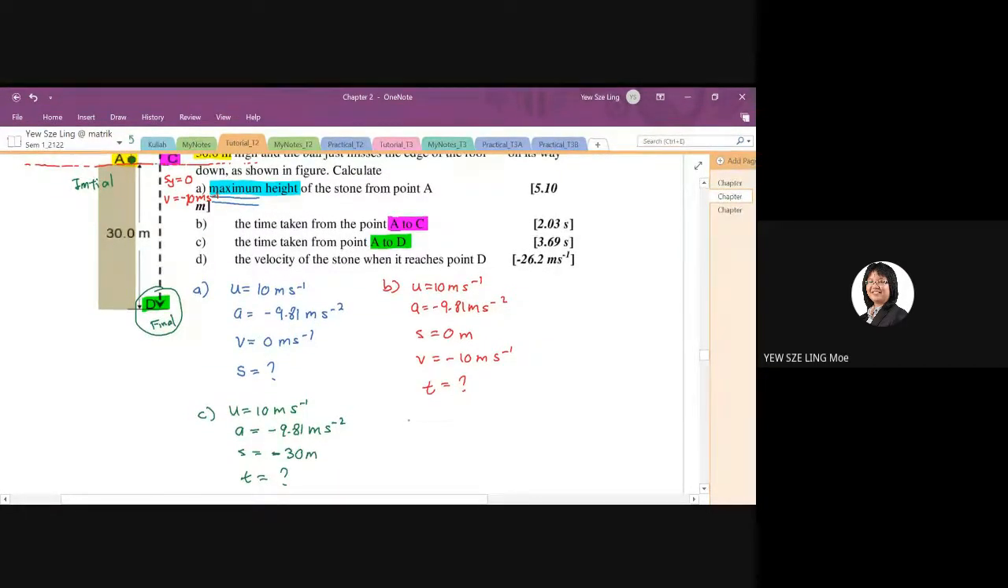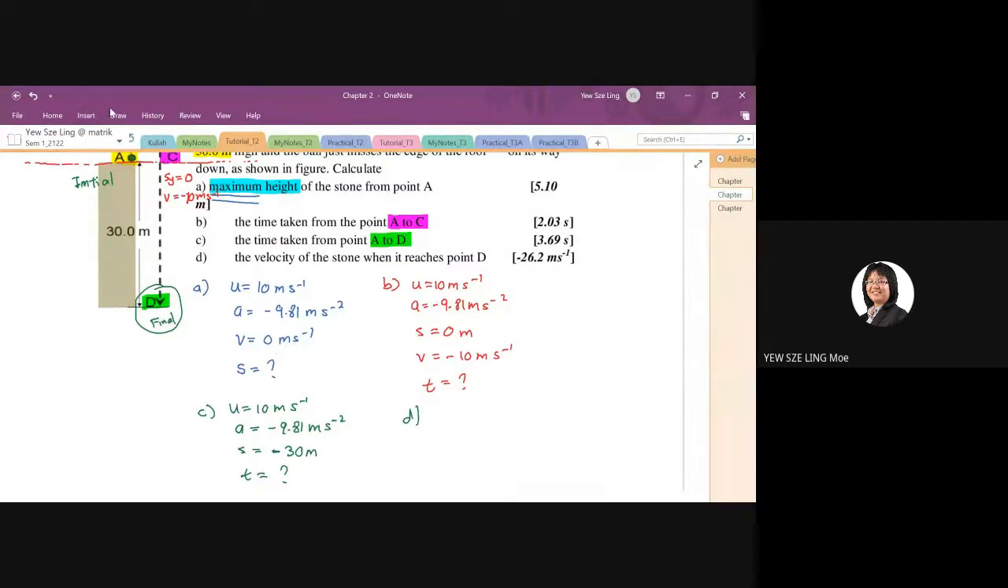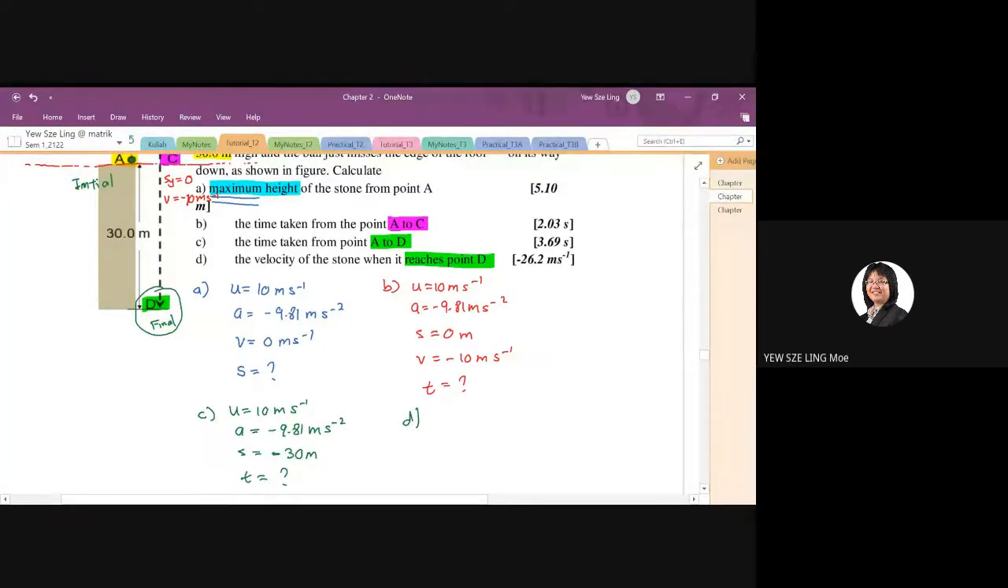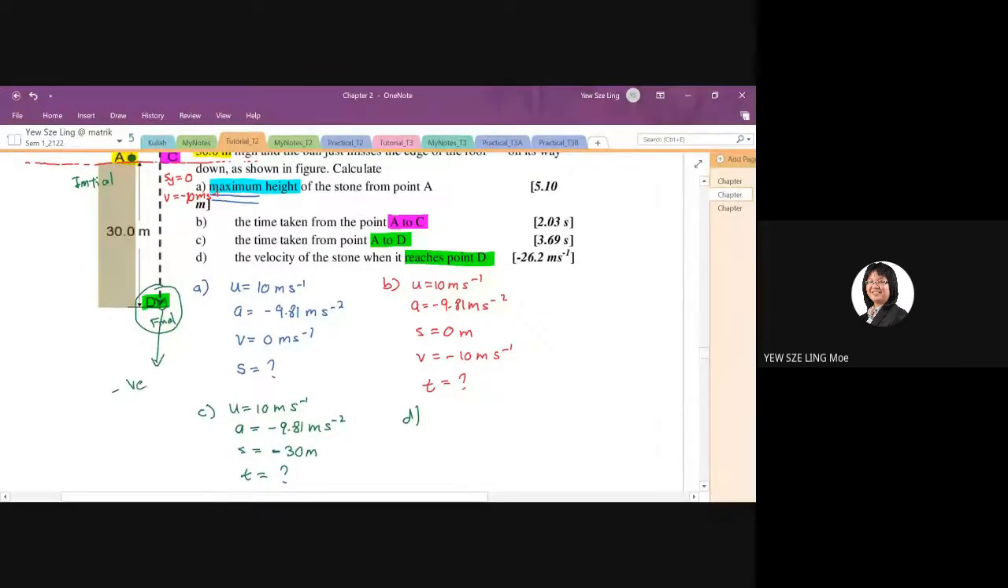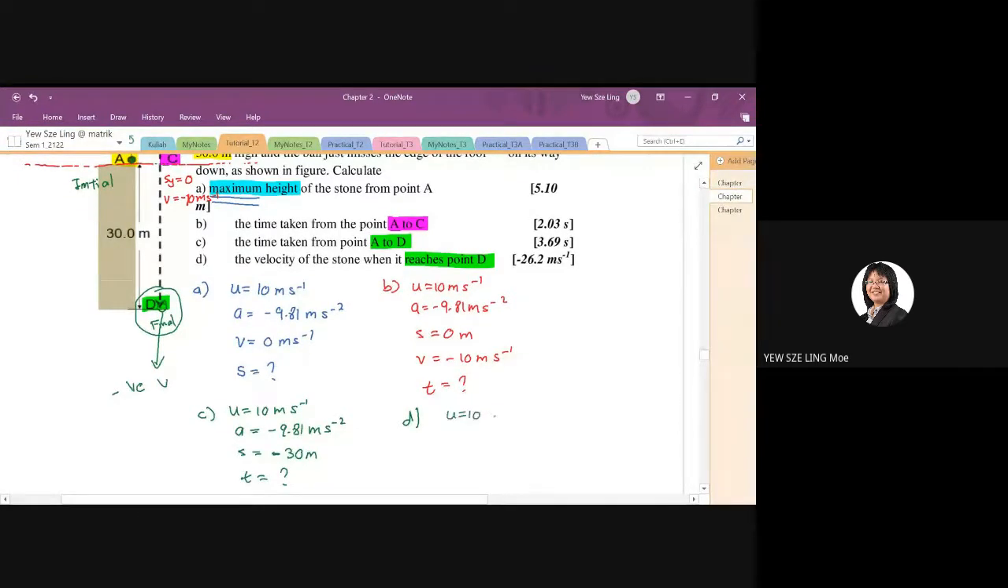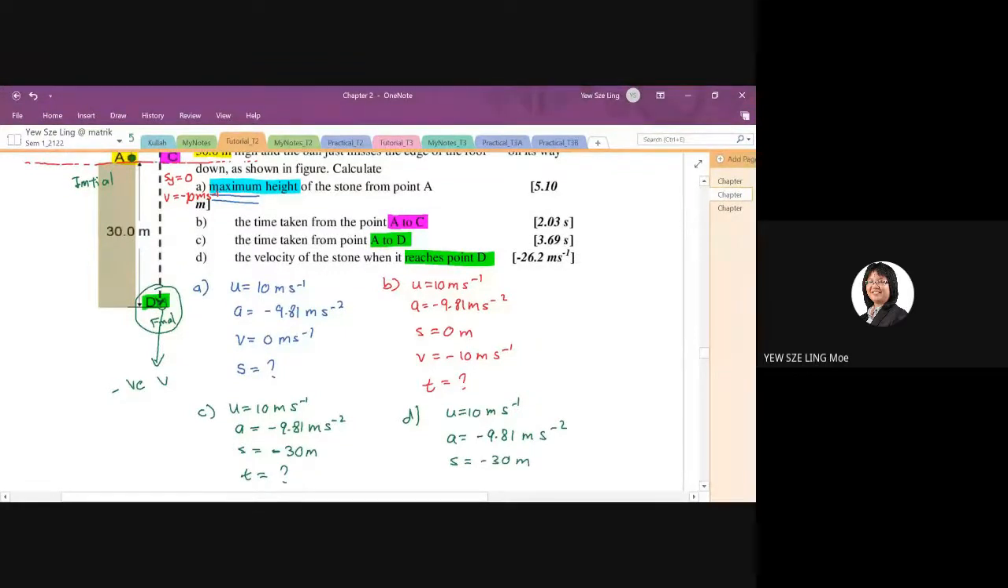So question D is also the same. Question D is still point D, your final position. So calculate the velocity when it reaches point D. At point D, what happened? Now this is your object, so the velocity of the object is still going down. So your V should be negative. For D, you have U equals 10 meter per second, A equals negative 9.81 m/s², S equals negative 30 meter, because we have the same initial and same final position. Initial is A, final is D.